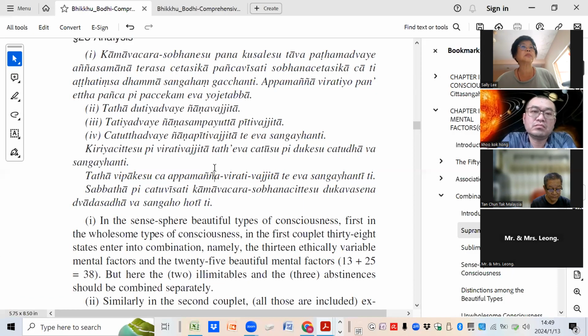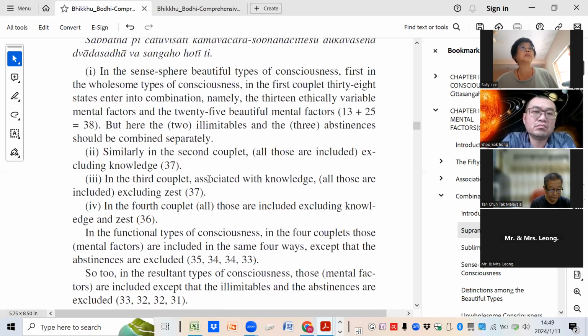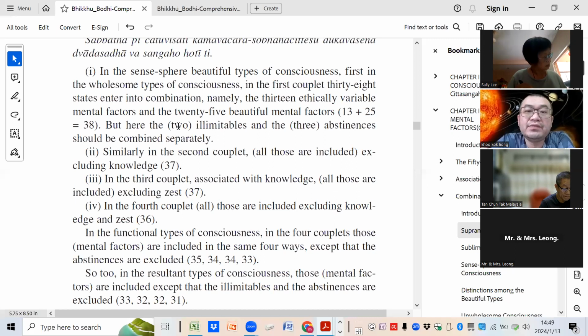Okay, class, let's take a look. Now we try to go through it. Kok Hong, can you please read the passage on the sense sphere beautiful? In the sense sphere beautiful type of consciousness, first in the wholesome type of consciousness, in the first couplet, 38 states enter into combination, namely the 13 ethically variable mental factors and the 25 beautiful mental factors. 13 plus 25 equals 38. But here, the 2 illimitables and the 3 abstinences should be combined separately.